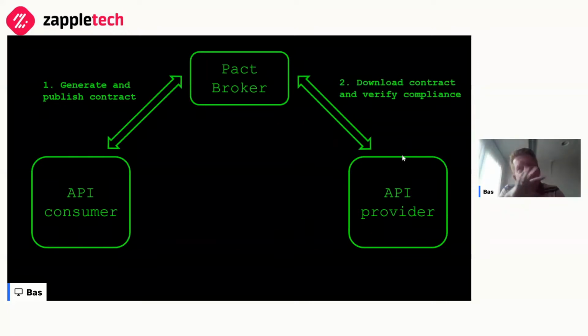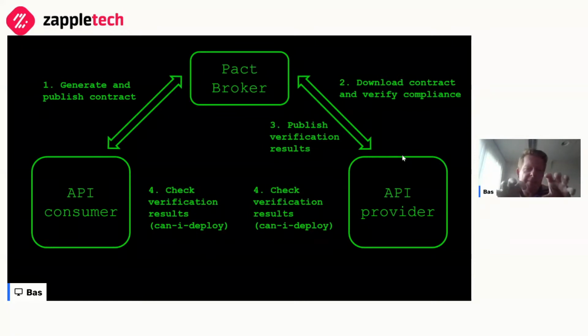The second step in a traditional consumer-driven contract testing flow is the provider downloading the contract and verifying compliance, meaning demonstrating whether its current implementation is able to meet all of the expectations in that contract or in the contracts. As a third step, it publishes the verification results.